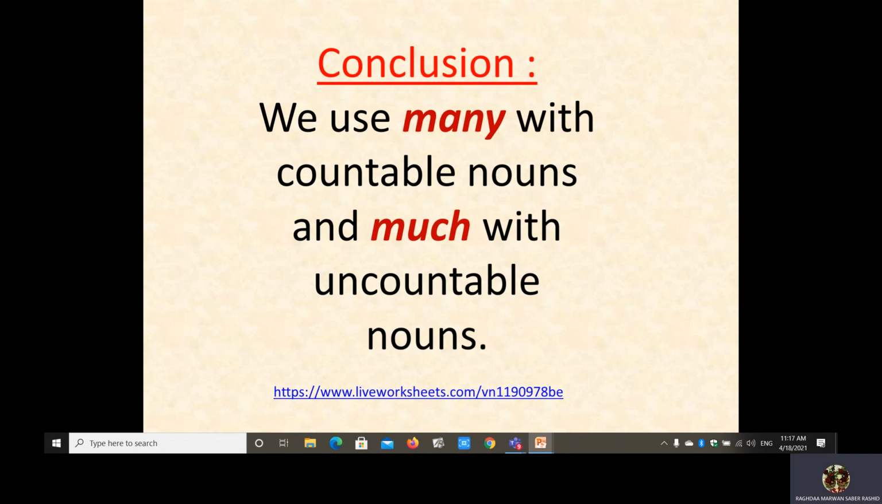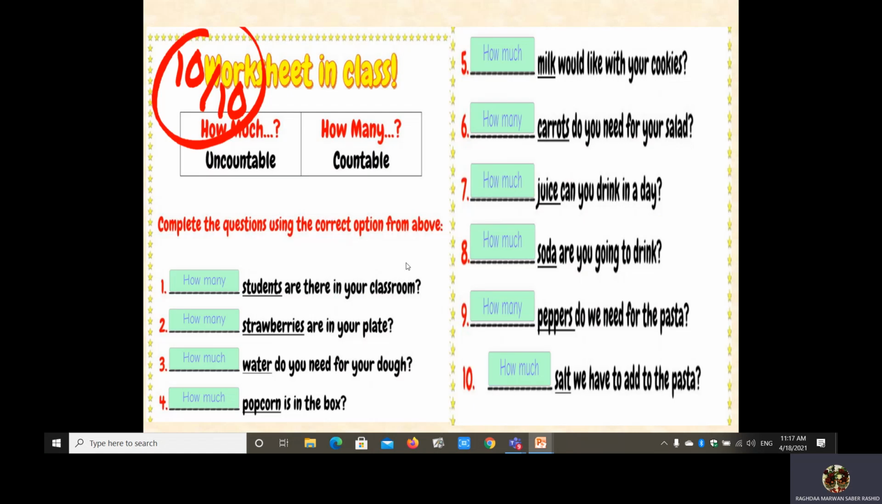Conclusion. We use many with countable nouns and much with uncountable nouns. In this link, you have an exercise to answer, and I do it with you now to check your answers with me.